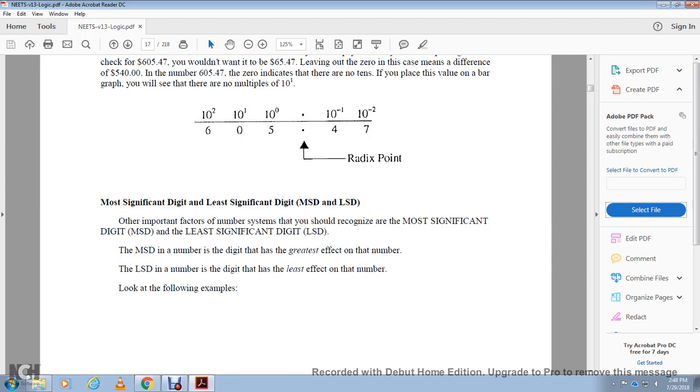Another important factor for numbers is that you should recognize the most significant digit and least significant digit. The most significant digit in a number is the digit that has the greatest effect on that number. The least significant digit is the digit that has the least effect on the number.